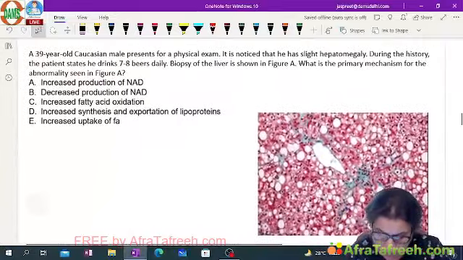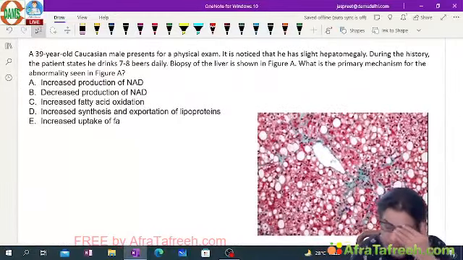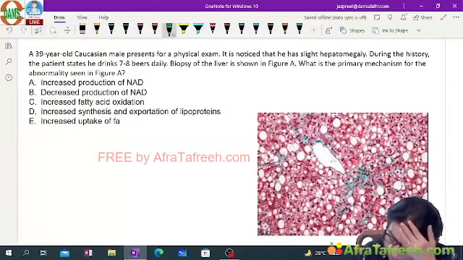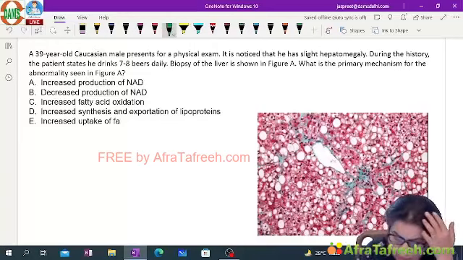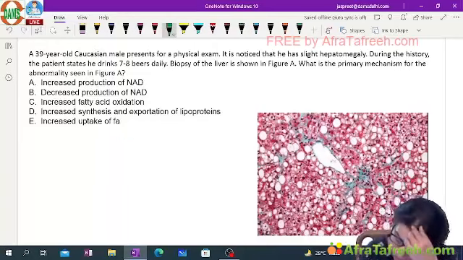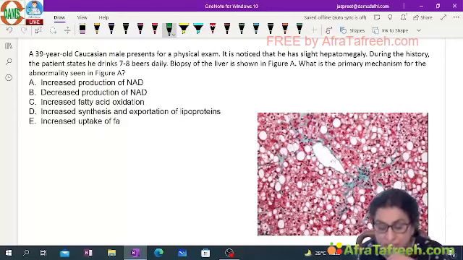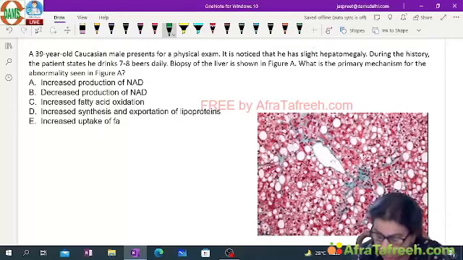A 39-year-old Caucasian male presents for a physical exam. It is noticed that he has slight hepatomegaly. During the history, the patient states that he drinks 7 to 8 beers daily. Biopsy of the liver is shown in figure A. First, can you tell me which stain is used to stain this biopsy? Please write on the chat. What is the primary mechanism for the abnormality seen in figure A?